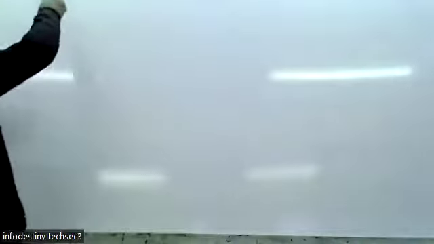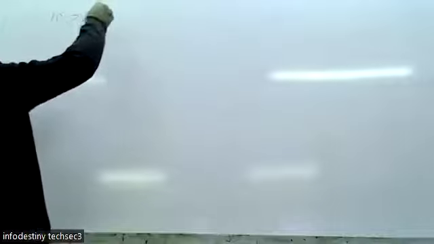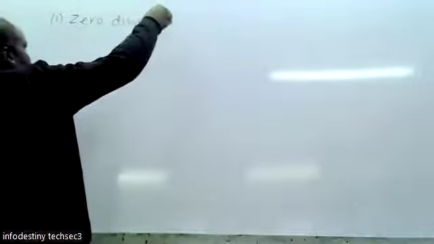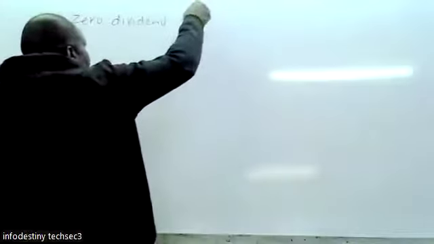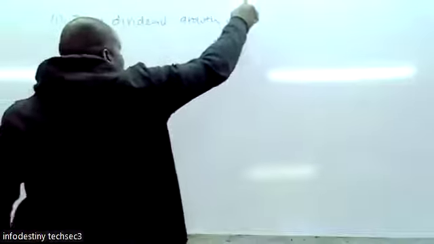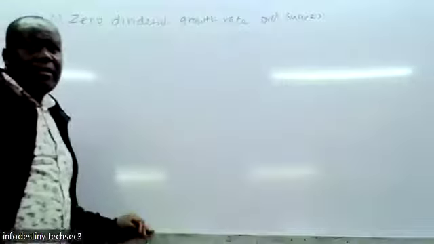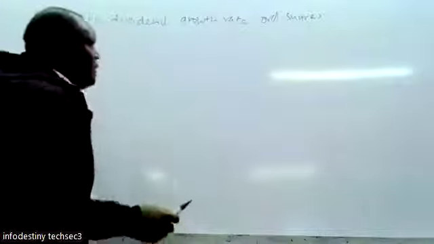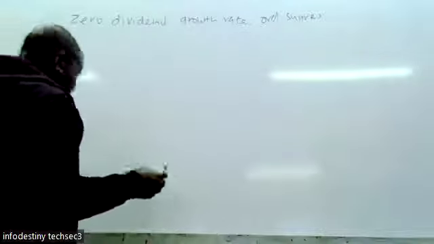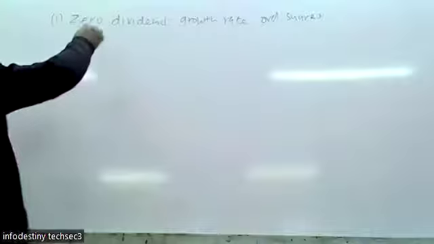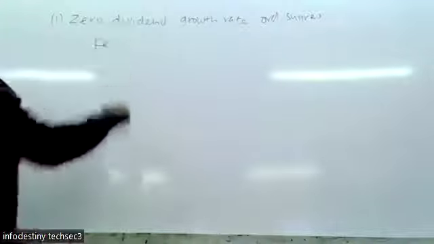So Roman letter 1 will be zero dividend growth rate ordinary shares. Under the zero dividend growth rate ordinary shares, KE, I'm simply giving you the formula.